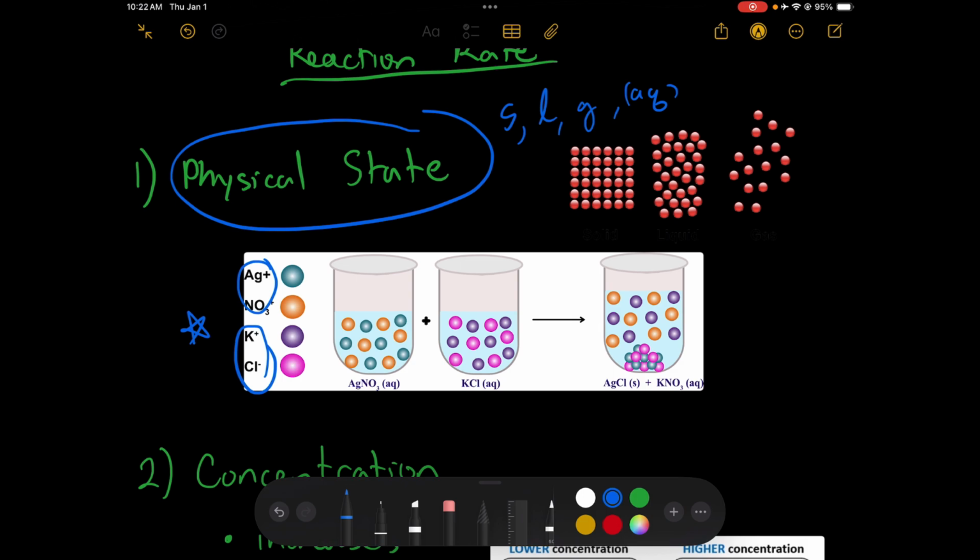They're just going to chill in the same beaker and not react at all. But if you dissolve them in water, suddenly we now have enough energy, we have the right angle for those things to react with one another and for the silver chloride to precipitate out of that solution. So again, physical state has a lot of influence on reaction rate. It can take a reaction from going basically zero to going very quickly.